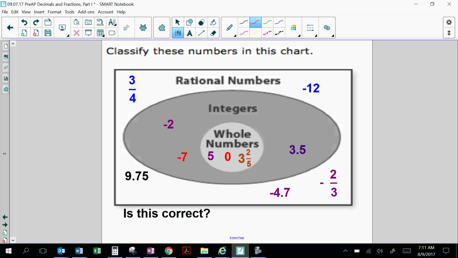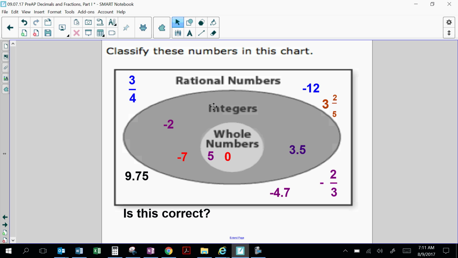This is correct. Let's start with whole numbers. 5, 0, 3, and 2/5. I believe that is not a whole number. That could really be written in fraction form. 3 and 2/5.